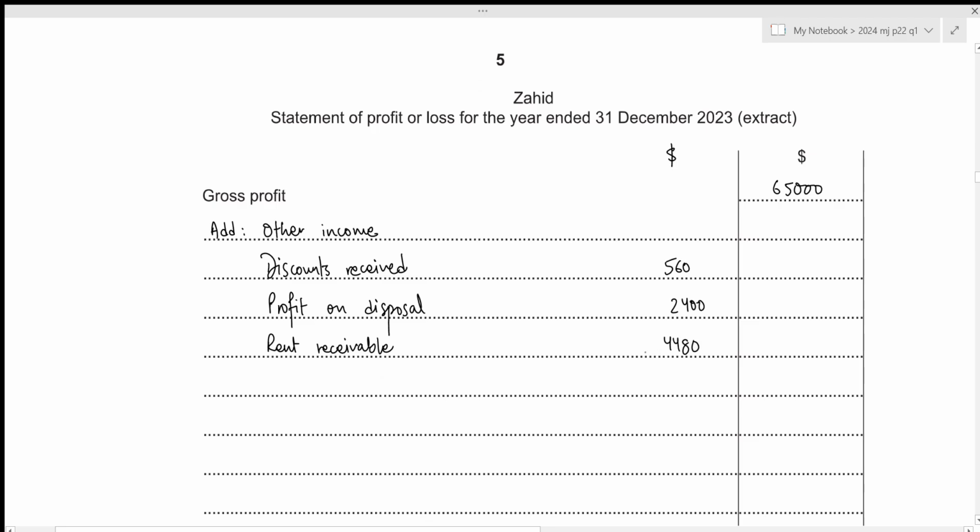So let's calculate the total. That will be 560 plus 2,400 plus 4,480, which results in 7,440. Now let's calculate the total for our gross profit and other income. That will be 65,000 plus 7,440, which results in 72,440. Now we can move towards expenses.